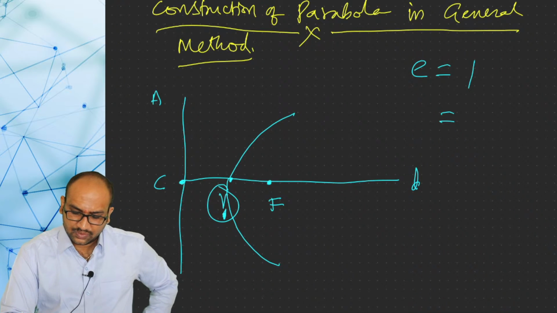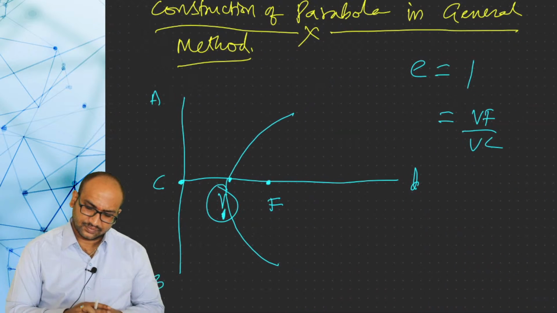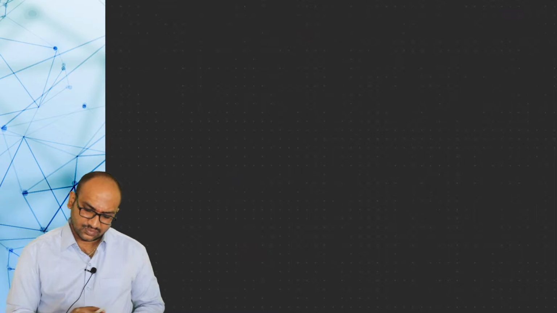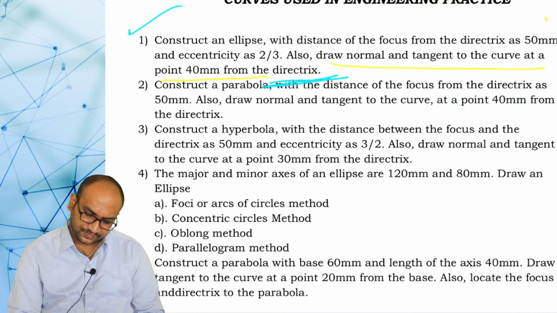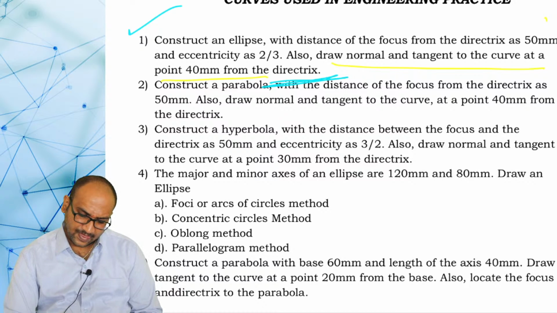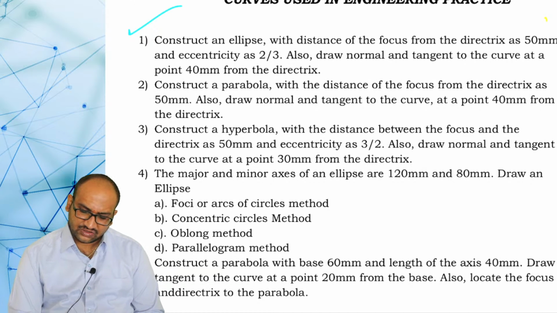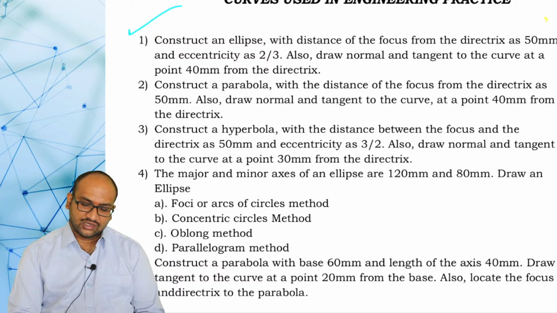E is equal to Vf by Vc. Now coming to the problem: construct a parabola with the distance of focus from the directrix as 50 mm. Also draw normal and tangent to the curve at a point 40 mm from the directrix. So this is the problem.